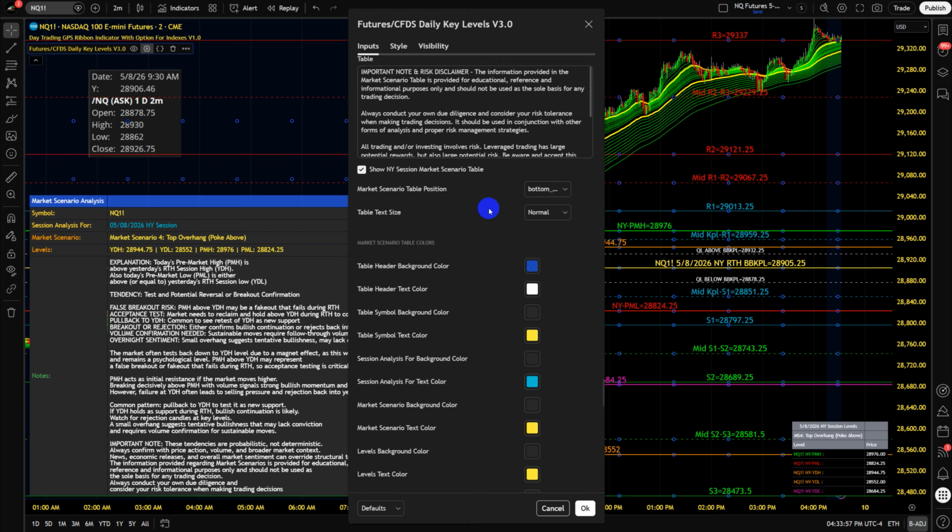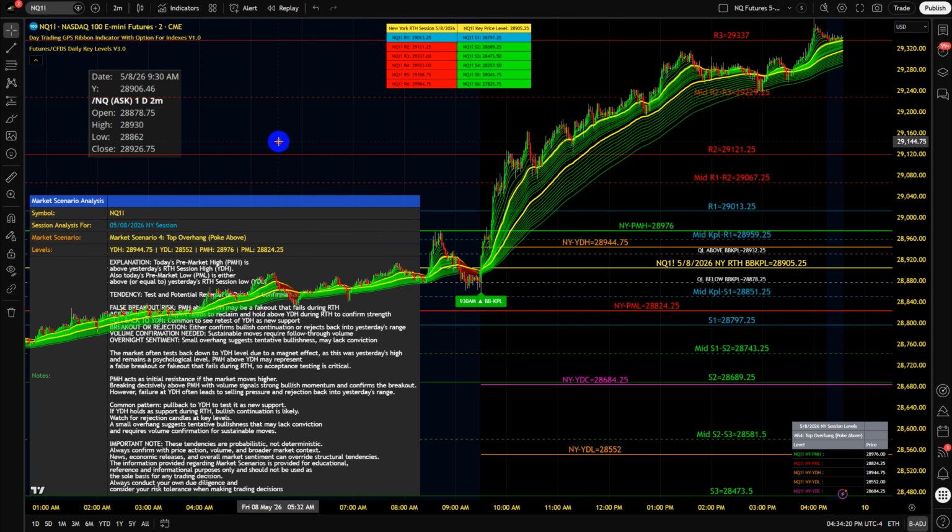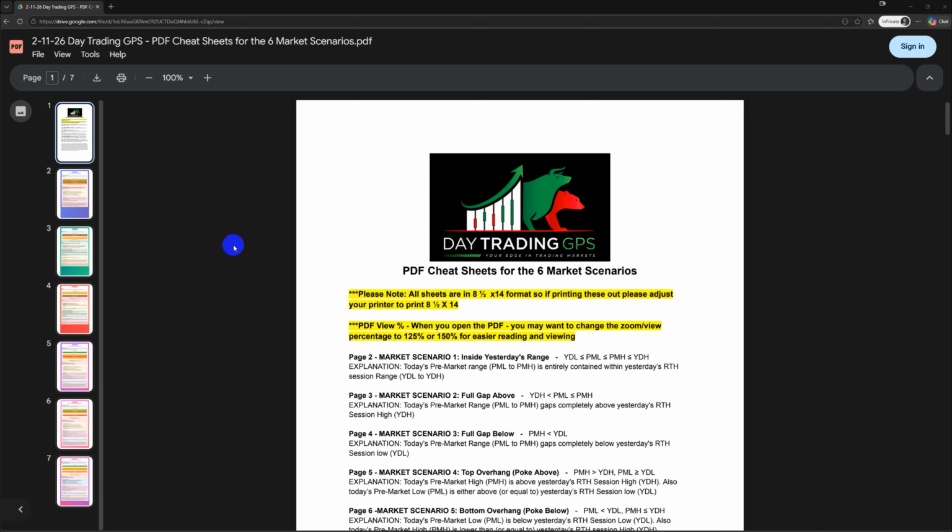If you prefer not to have this market scenario table on your chart, you can simply refer to the one-page PDF cheat sheets, which you can either have on a separate monitor if you happen to have a multi-monitor setup, or you can simply download them and print them out and keep them next to your keyboard, and also study them in the off time, which we'll just briefly show you those.